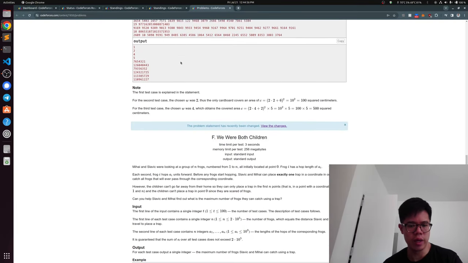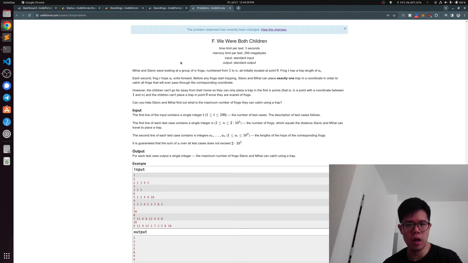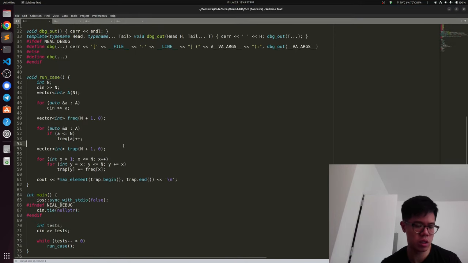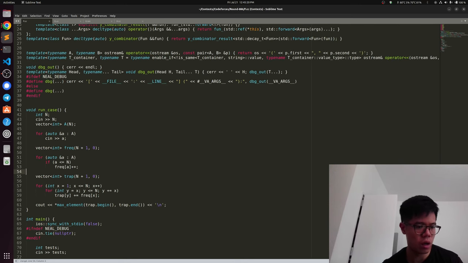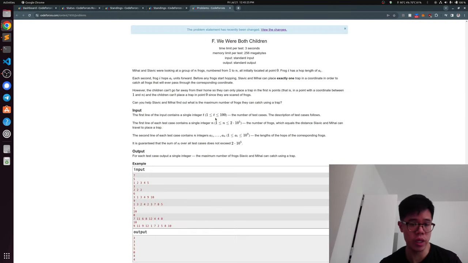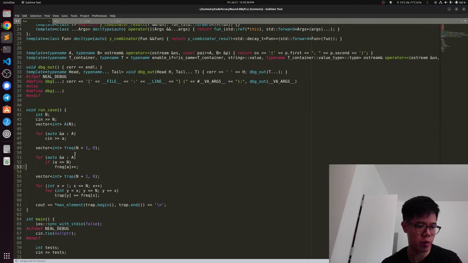All right, problem F. Here you have a number of frogs. Each frog has a hop length of AI, meaning they go to AI, 2AI, 3AI, and so on. You want to find the most common landing point. Here we basically just take all the values. We're only allowed to go from 1 to n for the common point, so we only care about frog hops that are at most n. We just count the frequency of those.